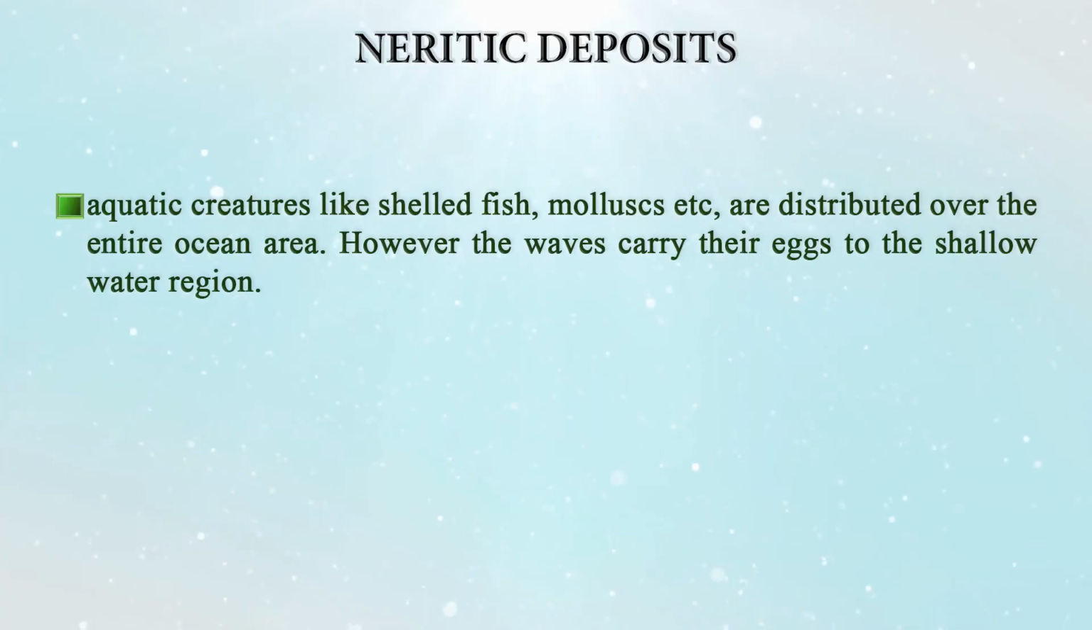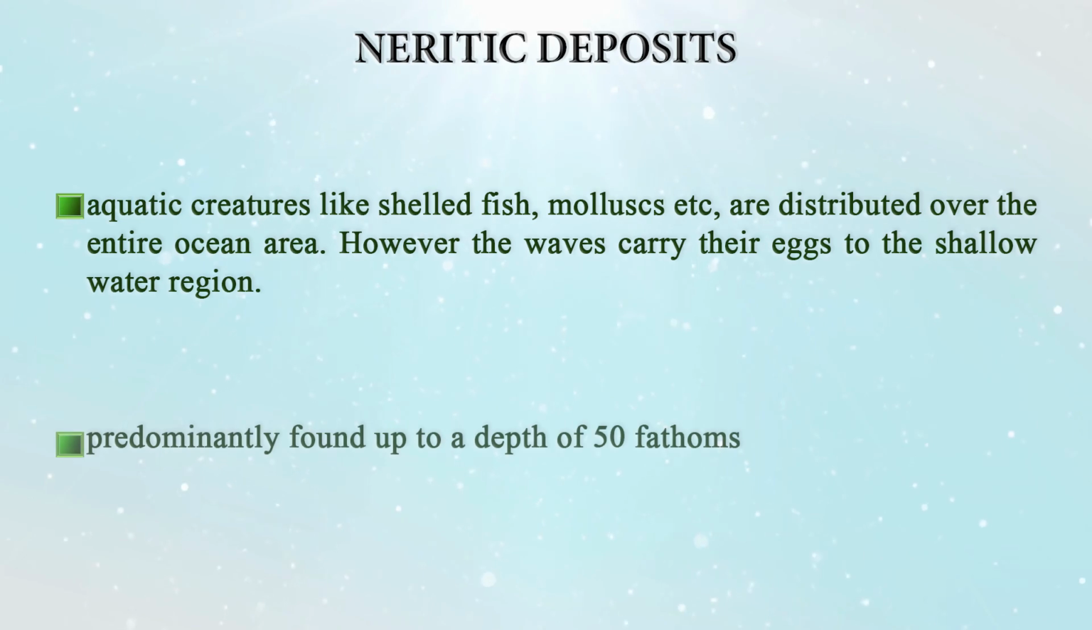Now what are neritic deposits? These are also formed of the deposition of shells and skeletons of various aquatic creatures like shellfish, mollusks, etc., which are distributed over the entire ocean. However, the waves carry their eggs to the shallow water region, so they are predominantly found up to a depth of 50 fathoms, but they are even found in deeper areas. They have been reported in deeper continental slope areas also.